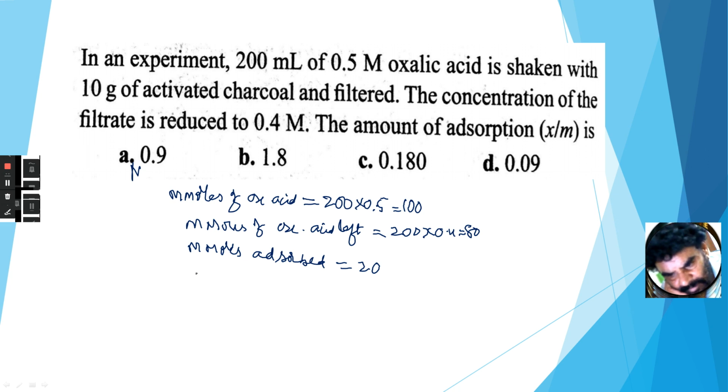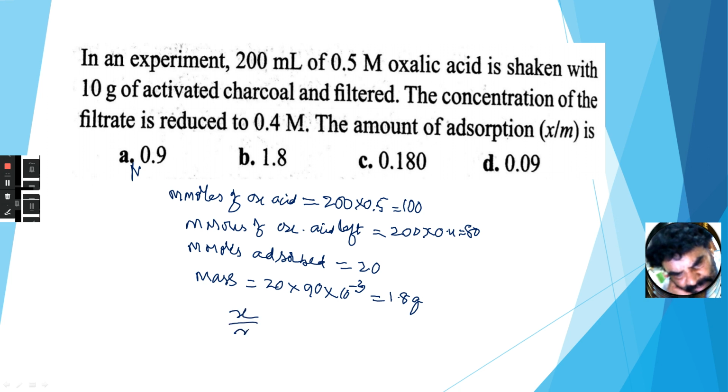Next one is the mass, which is equal to millimoles into millimolecular weight. 90 is the molecular mass, into 10 to the power of minus 3. This comes to 1.8 grams. X by M is equal to, X is the mass of the oxalic acid, M is the adsorbent. 1.8 divided by 10, that is equal to 0.18 is our answer. That is, C is the correct option for us.